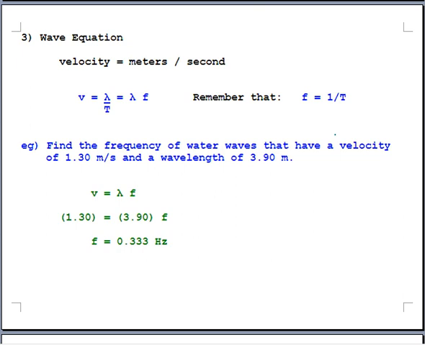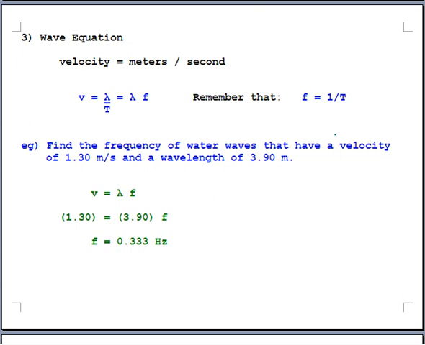We get a frequency of 0.333 hertz. Remember, those are the units on frequency. Units for period were seconds. Now, I want you to think about what that means a little bit. I want this to be more than just calculations. So a frequency of 0.333 hertz means that you are getting 1/3 of a wave per second.